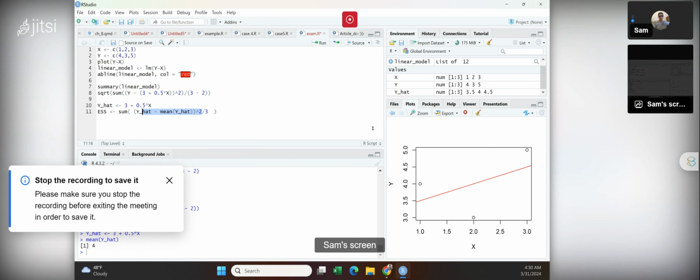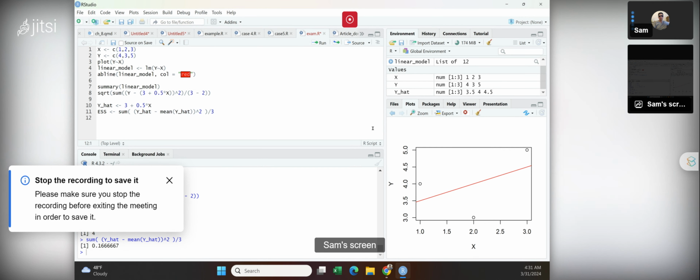You are taking the deviation of y hats from the mean, and you are basically summing these squared deviations and dividing by 3. Okay, let me see.